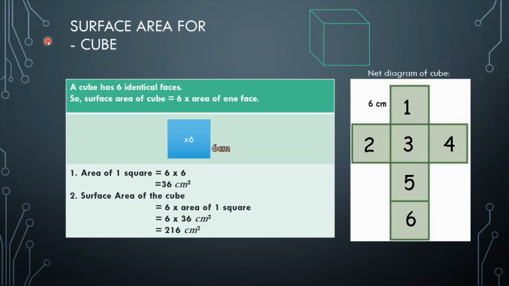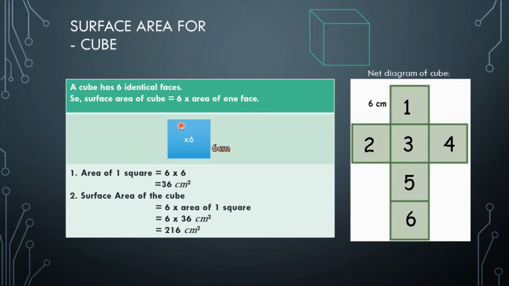So now, surface area of a cube. A cube has 6 identical faces. So the surface area of a cube is 6 times the area of one face. This is because cubes are made up of squares, and squares have equal sides. So cubes also have equal sides.